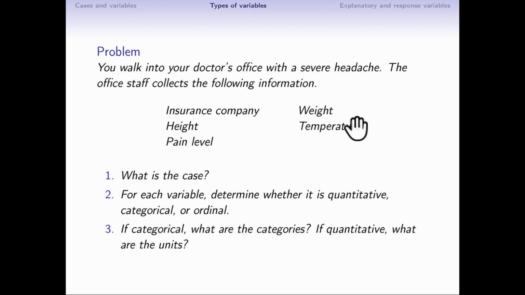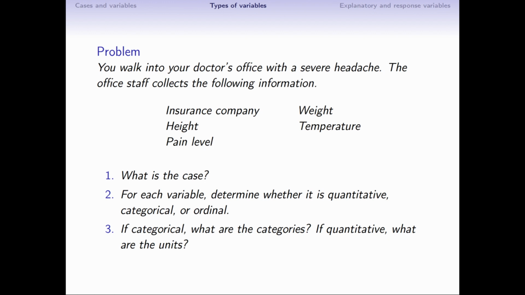I'm going to count that as a quantitative variable. One of the dead giveaways, of course, is I can think of units that are associated with that measurement. So I'm thinking that typically in America, we would measure your weight in pounds, in Europe in kilograms. Okay, height. What is your height?